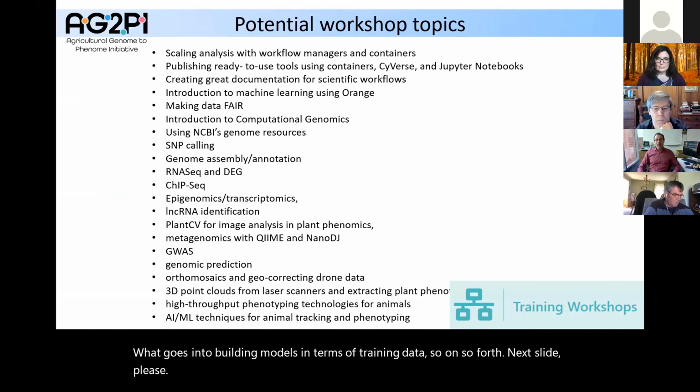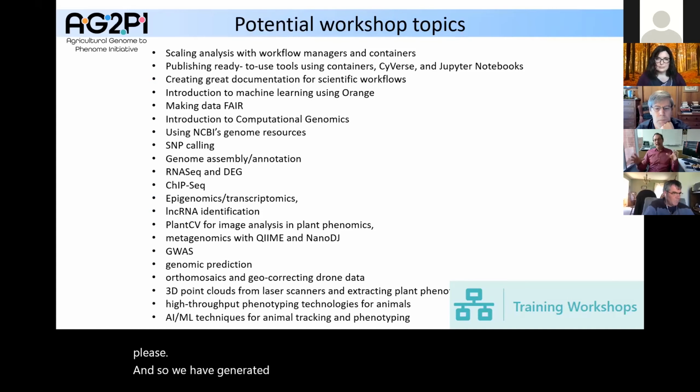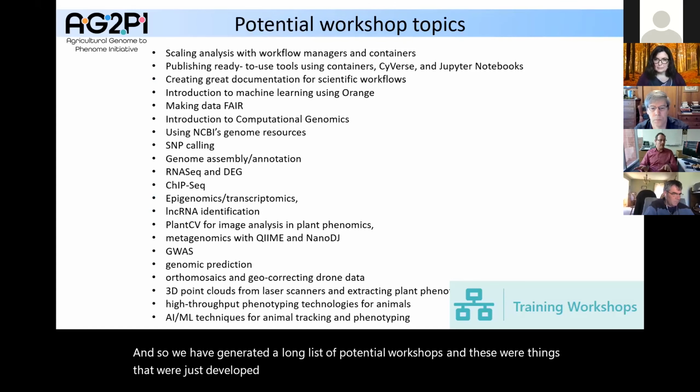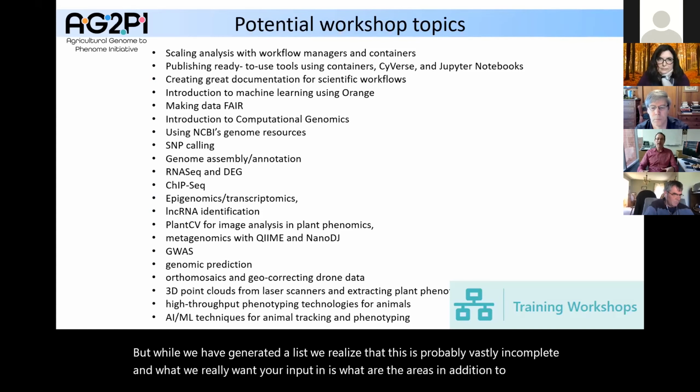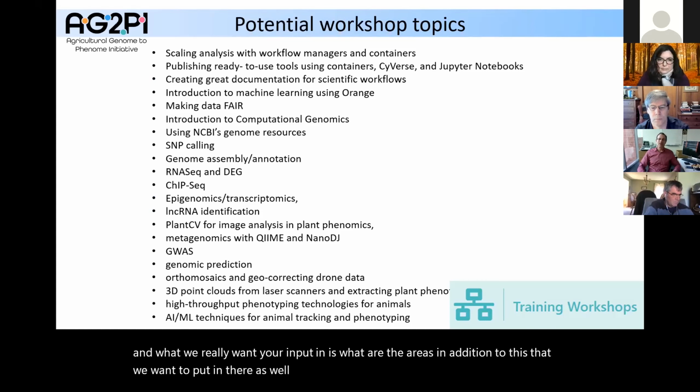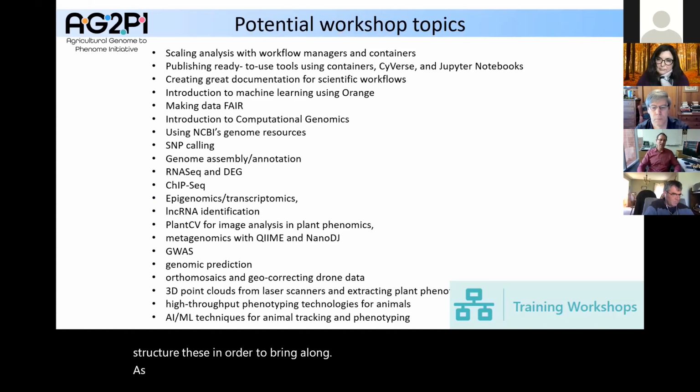And so we have generated a long list of potential workshops. And these were things that were just developed by the folks that are on this award. But while we have generated a list, we realize that this is probably vastly incomplete. And what we really want your input in is what are the areas in addition to this that we want to put in there, as well as your thoughts in terms of how do we best structure these in order to bring along as many people together in terms of accomplishing this. Next slide, please.